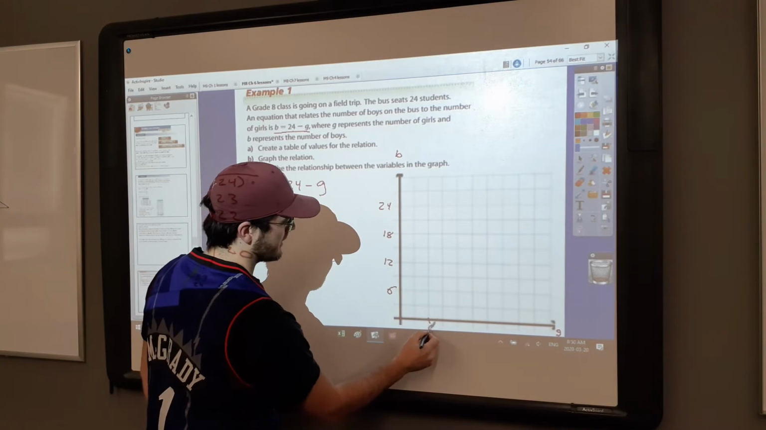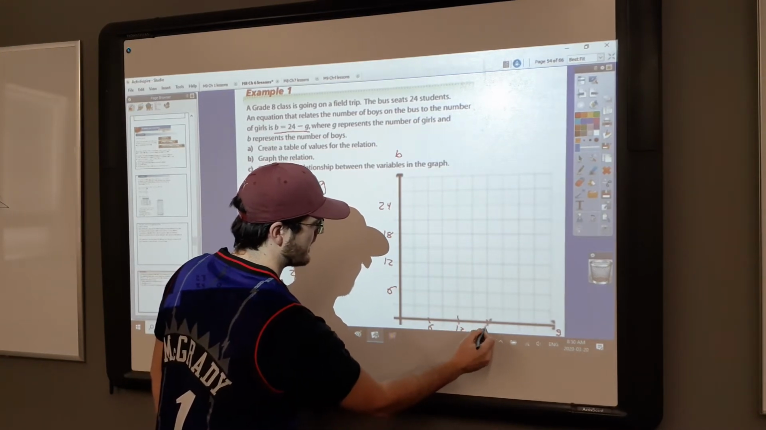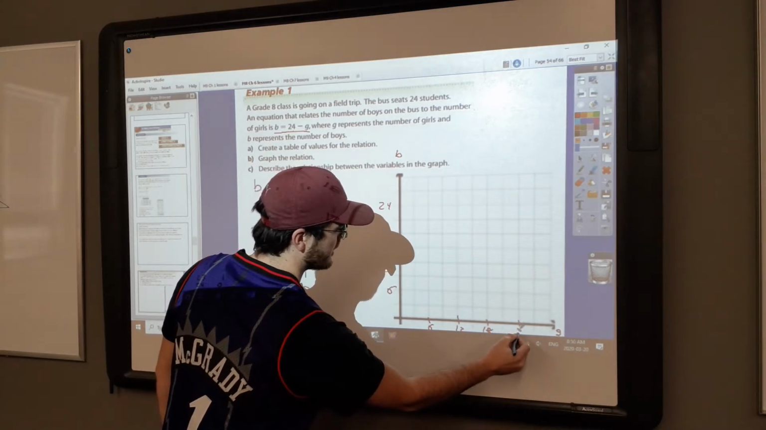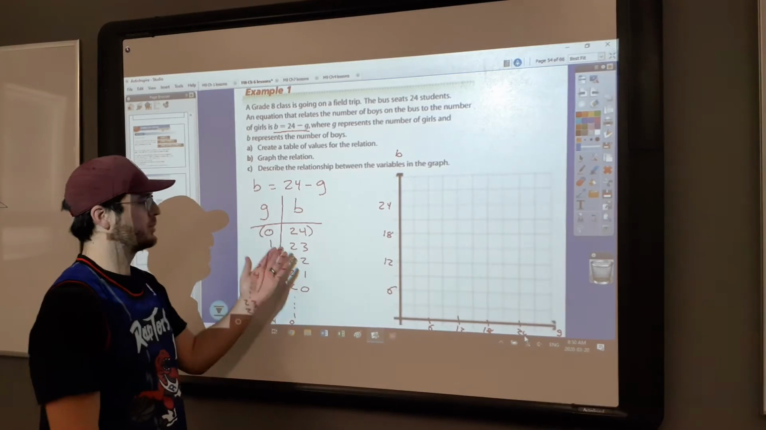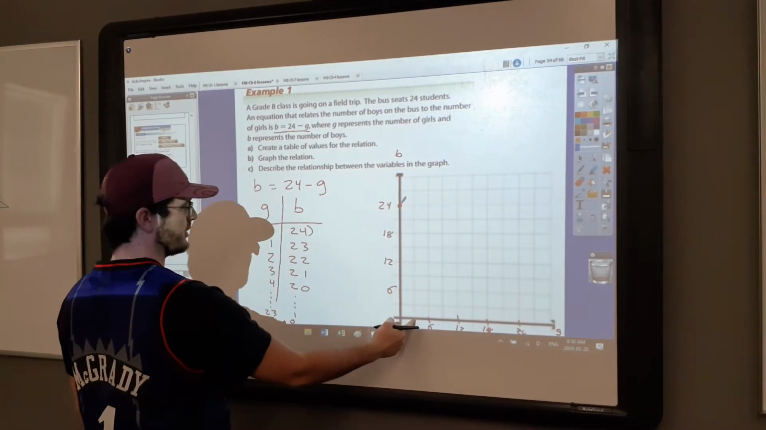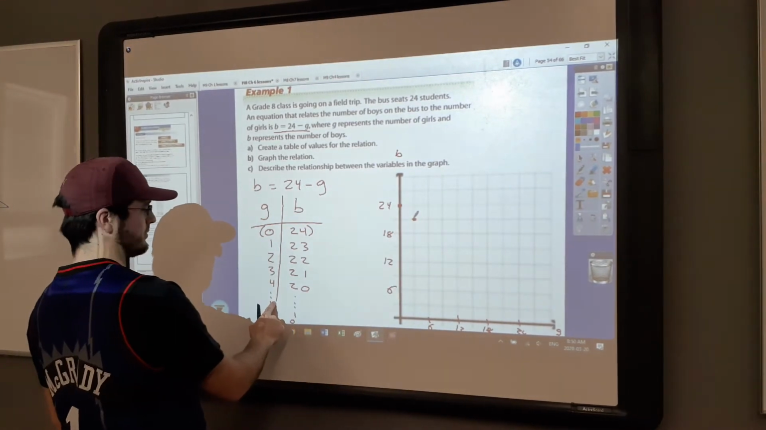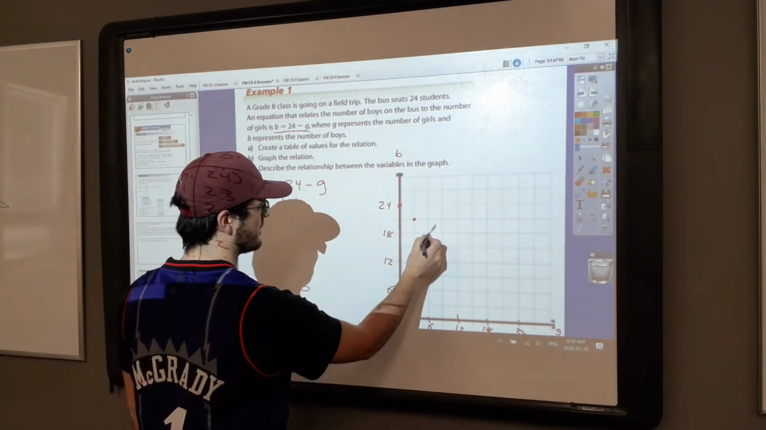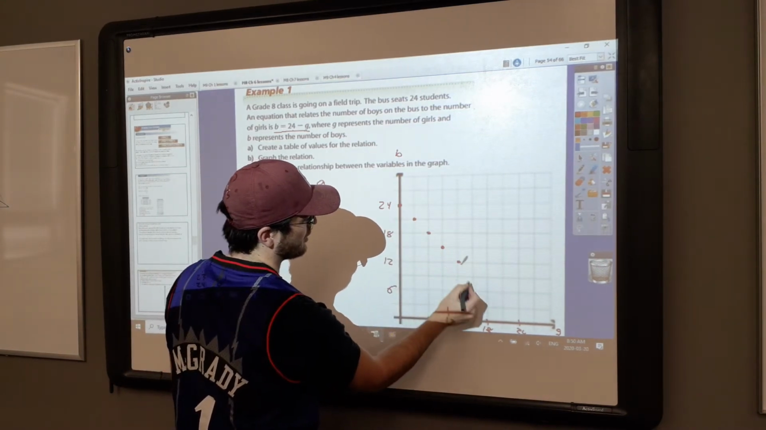Okay, on the other side, I'll make the same scale, 6, 12, 18, and I'm only going to need up to 24. Okay, so girls to boys, and now we should be able to plot some points on the graph. 0 to 24, right in the middle here would be 3 to 21, and then if I kind of kept this going, it would be 6 and 18, and you can already start to see that there's going to be a pattern here as I plot some of the points.